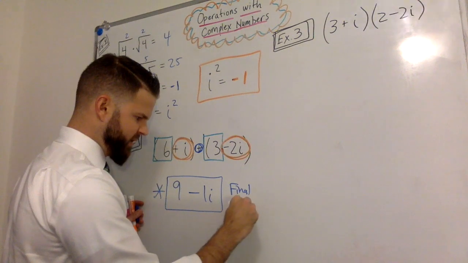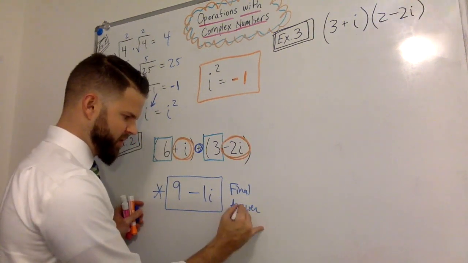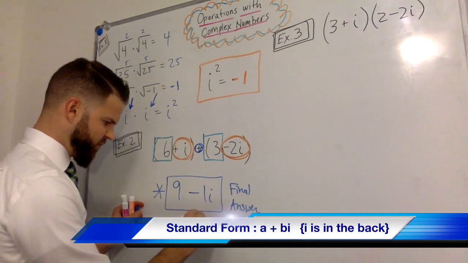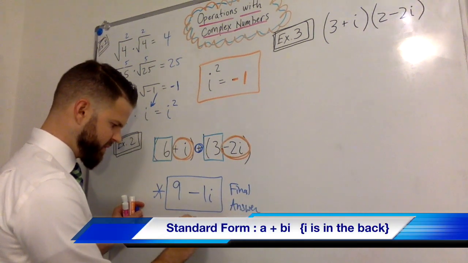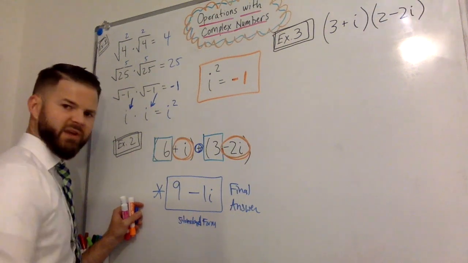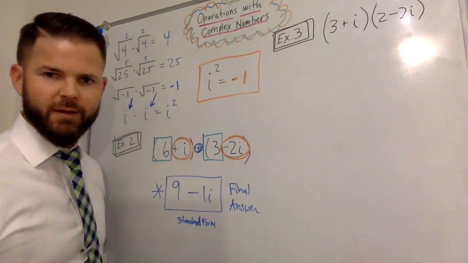Now, if you're wondering, yes, it is just that simple. And also, this is going to be my standard form. I'm always going to have my real number out in front, and I'm always going to have my imaginary number in the back. Since it doesn't really exist, put it in the back.